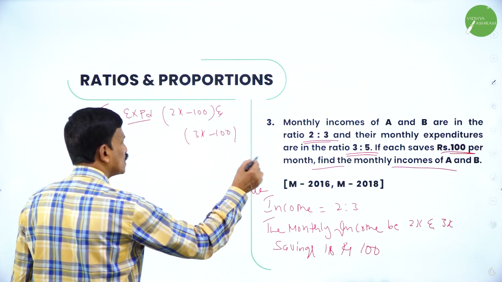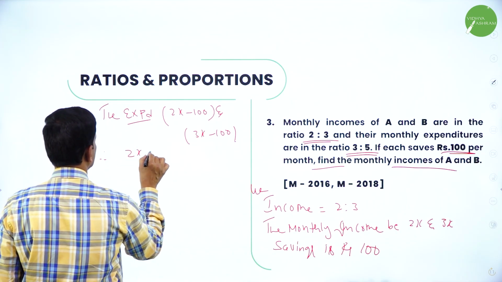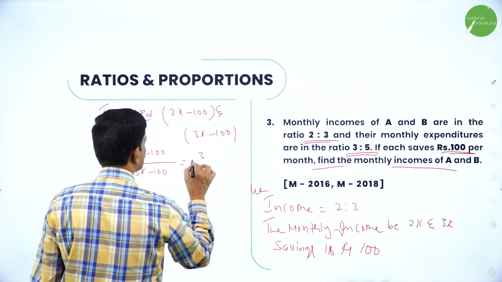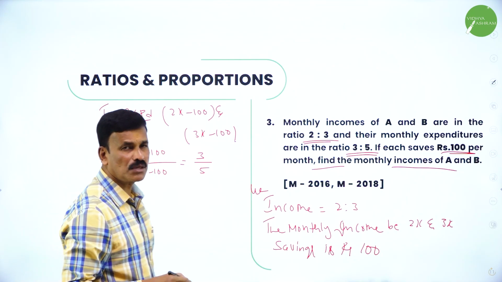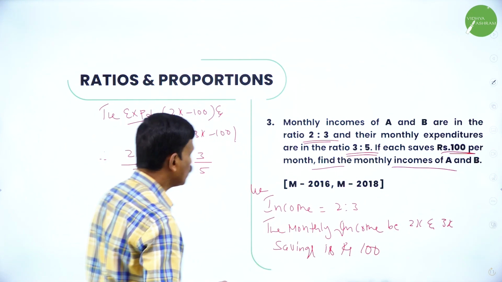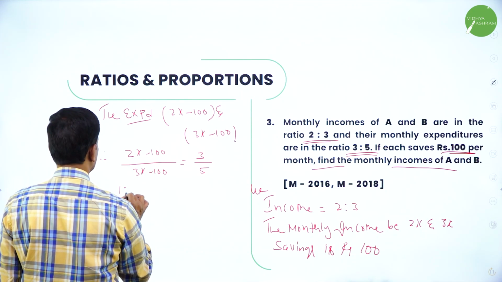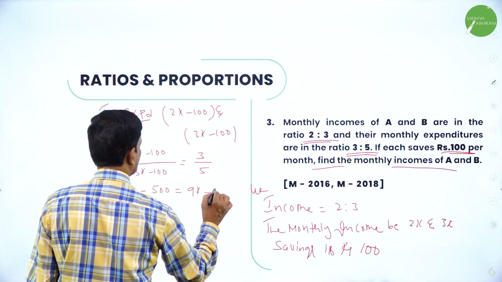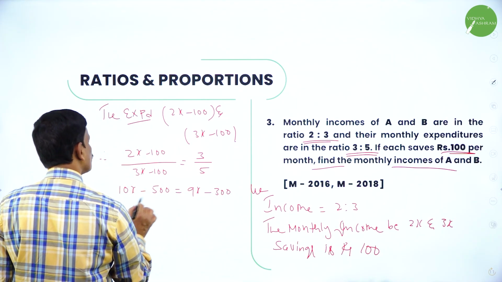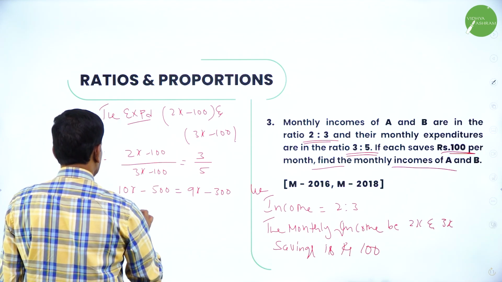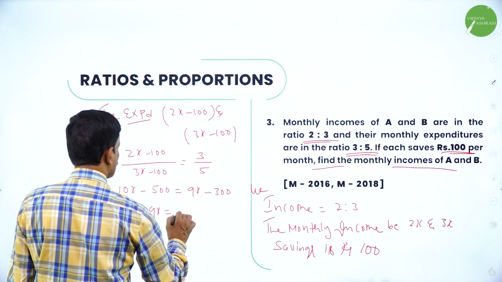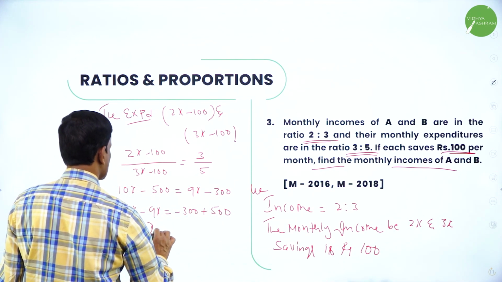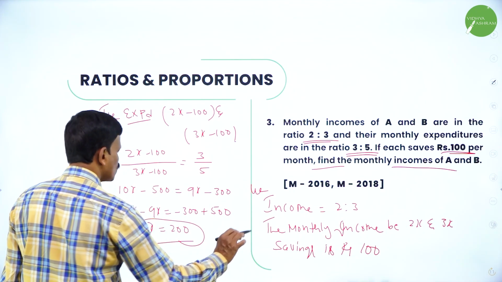And this is given in the ratio 3:5. So therefore 2x minus 100 divided by 3x minus 100 is equal to 3 by 5. Cross multiply and simplify, get the value of x. So 5 into 2 is 10x minus 500 is equal to 3 3s are 9x minus 300. Now transfer this: 10x minus 9x is equal to minus 300 plus 500. So x is equal to 200.